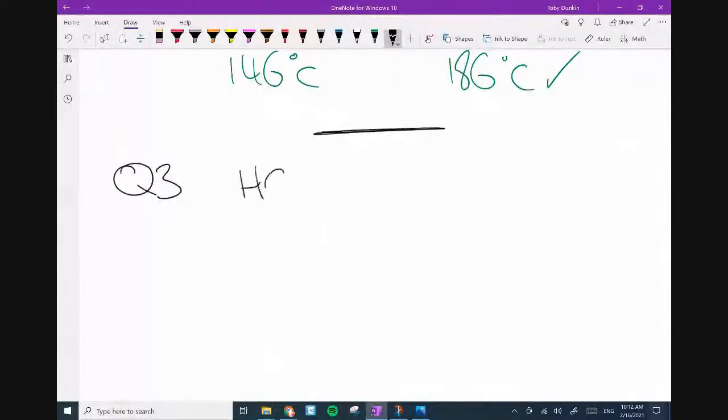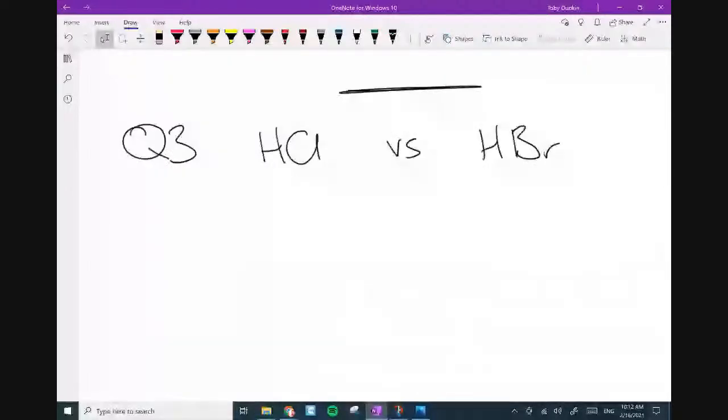HCl versus HBr? Now, guys, you're going to need your periodic table. Which one has the higher boiling point? These are all gases, so I'm going to switch to boiling point. What I'm now going to do is a clever trick, because I'm going to get you to work out the Mr of each of them.